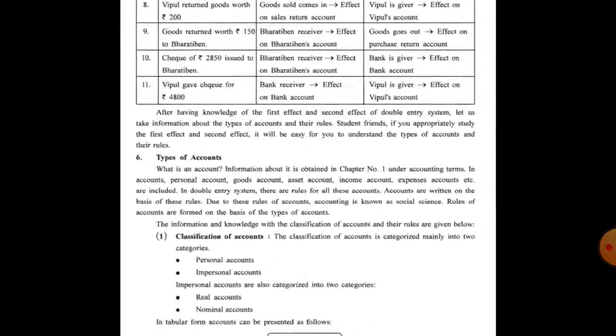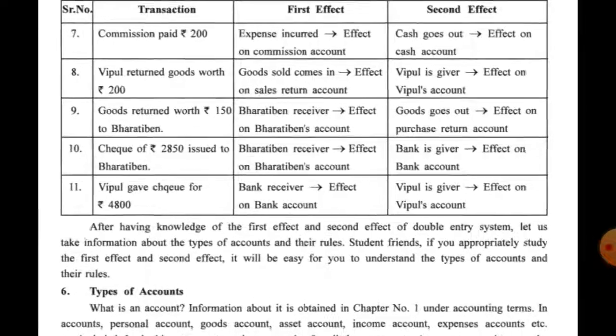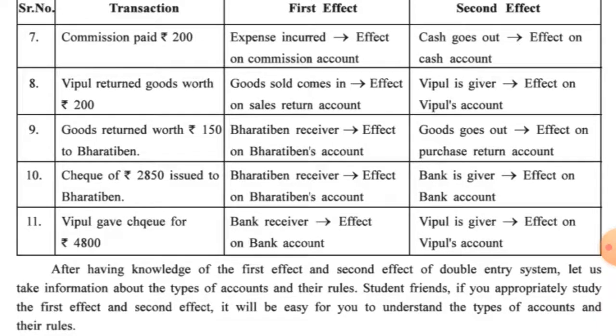Now after understanding the sixth transaction, let us move on to the seventh transaction. Commission paid, rupees 200. Commission we have paid, so naturally the first effect would be expense incurred. We have made the expense, so the effect would be on the commission account. Second effect: we have made the payment in cash, so that much amount of cash goes out, so the effect is on the cash account.